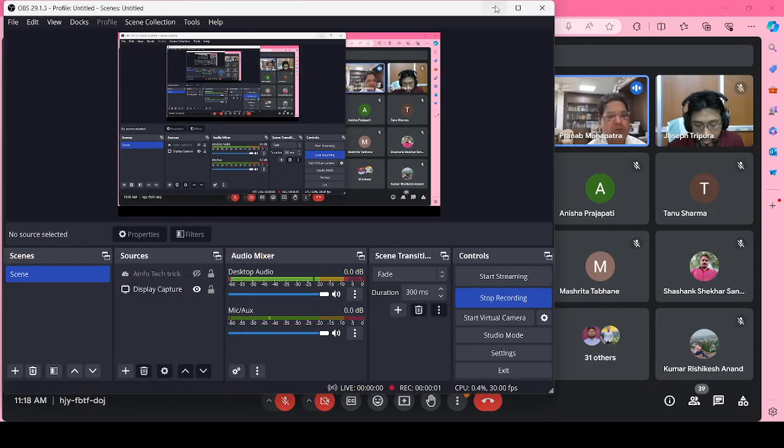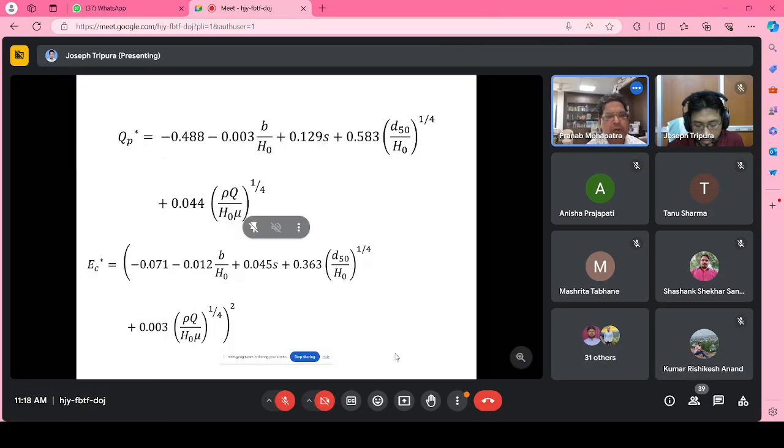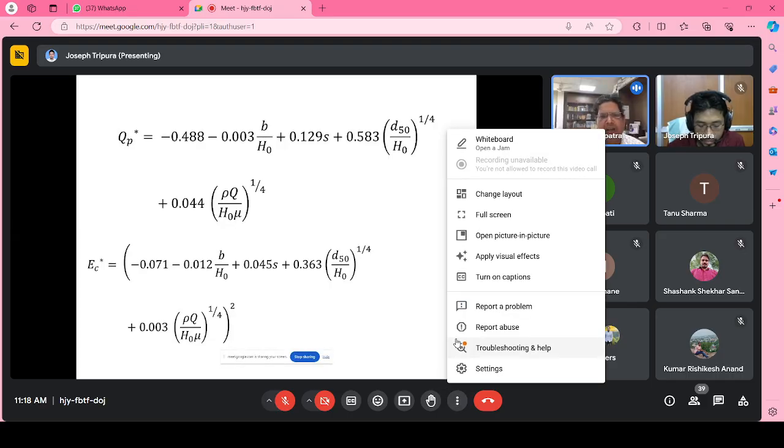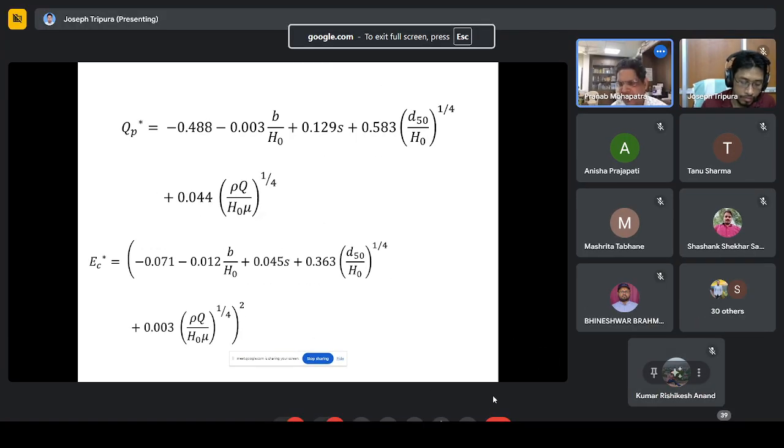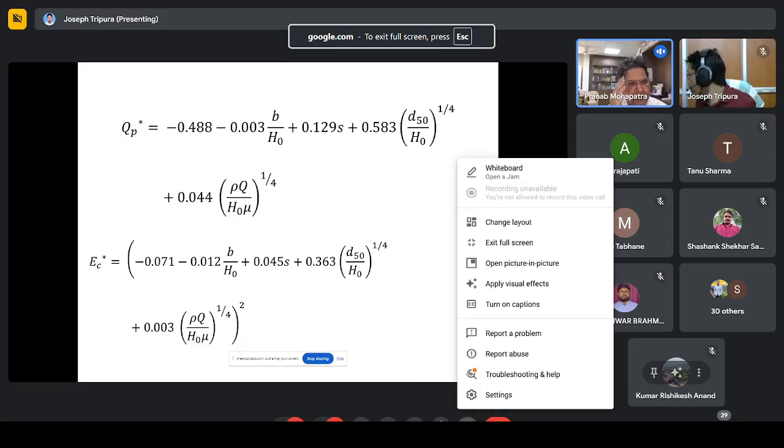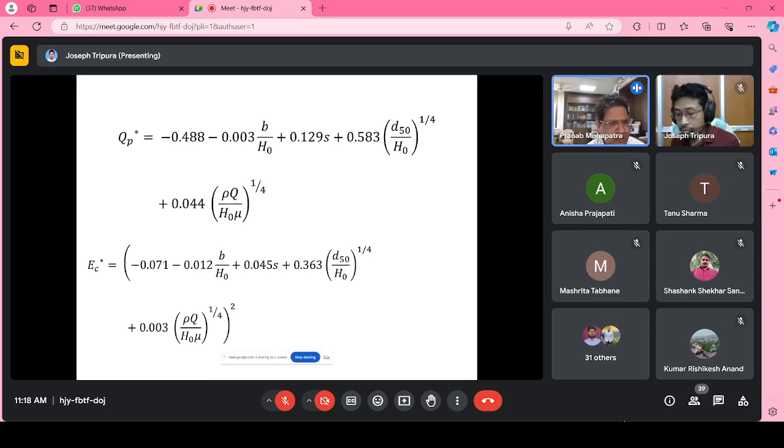Very good insight to the problem. That means Qp star, according to my understanding, what will happen is these powers will not change, these coefficients will change in case of the real life dam breach. Okay, let us go to the next.